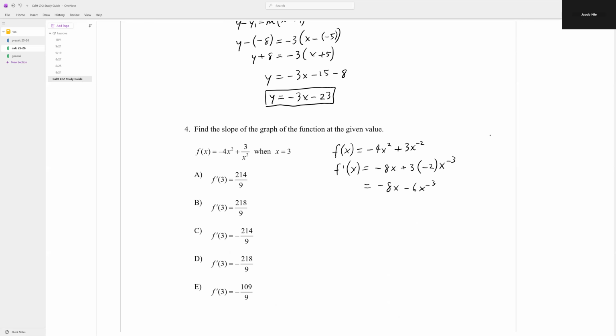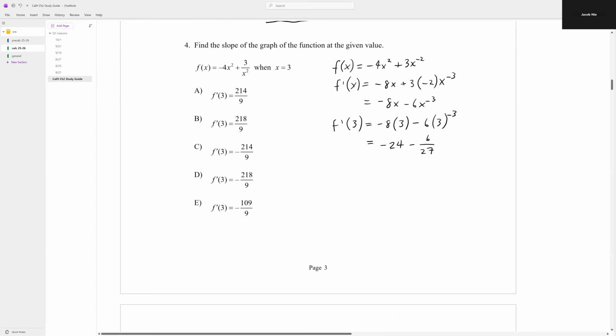Now I simply need to plug in my given value of x, which is 3. And so f prime of 3 is equal to -8 times 3 minus 6 times 3 to the power of -3. And if I calculated this, this would give me -24 minus 6 over 27. And 6 over 27, I can simplify that. That's just 2 over 9.